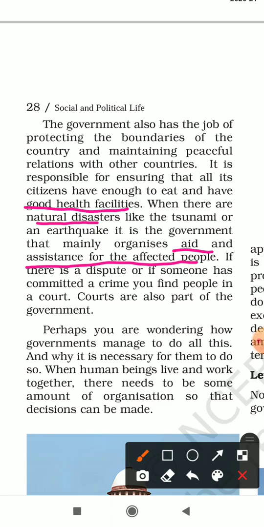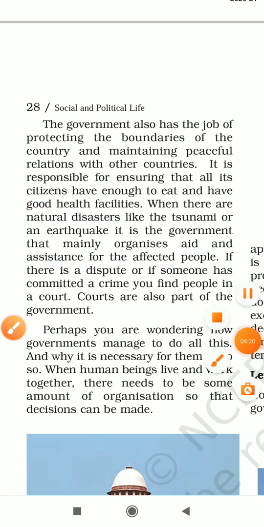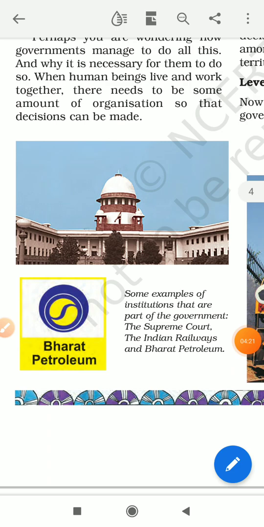If there is a dispute or if someone has committed a crime, you find people in the court. Courts are also part of the government. Now, courts, Supreme Court, High Court, these are the places which give us justice. So, these are also part of government. Let us now look at some examples of the institutions that are a part of government.